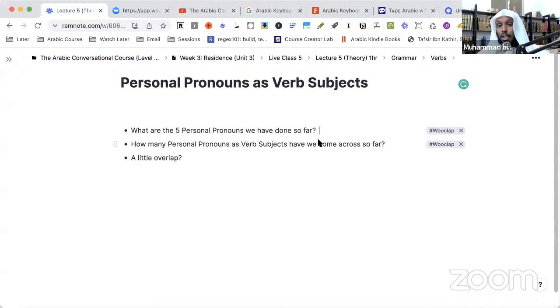Okay, personal pronouns, so far we've done 5, right? And we're going to stick with these 5 until you get really good at them. So we have أنا, أنت, أنتِ, هو and هي. Okay? So how many of those personal pronouns as verb subjects have we come across so far? Who knows? You can answer that inshallah in Zoom. How many of these have we come across as verb subjects? Okay, someone said 2. Alright.